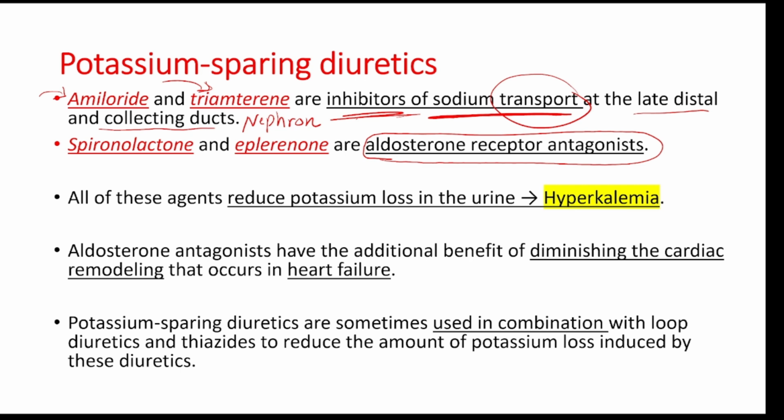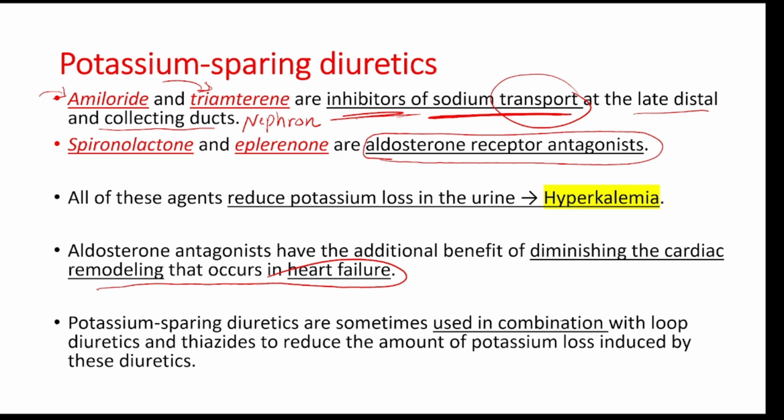Okay, all these agents reduce potassium loss in the urine and cause hyperkalemia. Aldosterone antagonists have an additional benefit of diminishing the cardiac remodeling that occurs in heart failure. Now we have another benefit here. The first benefit: used for hypertension and retain potassium. The second benefit: decrease cardiac remodeling in patients with heart failure.